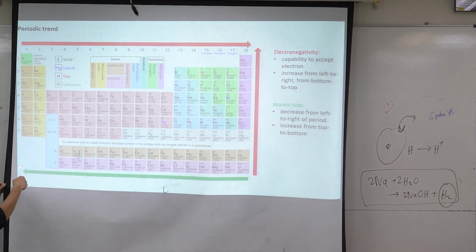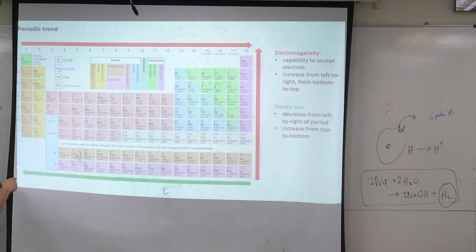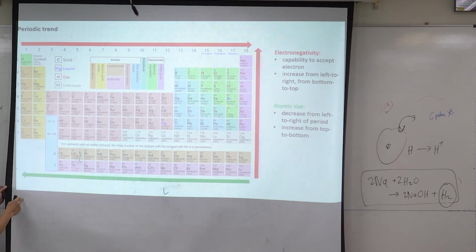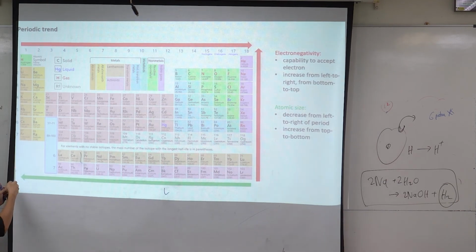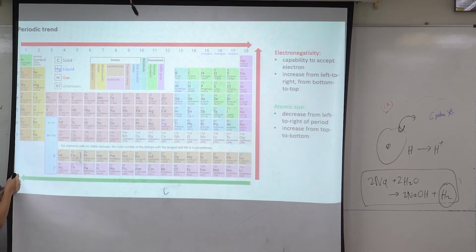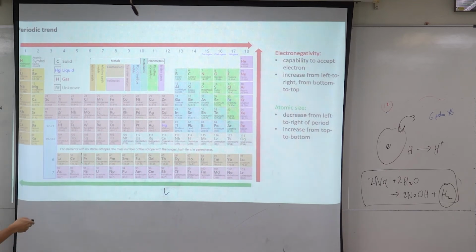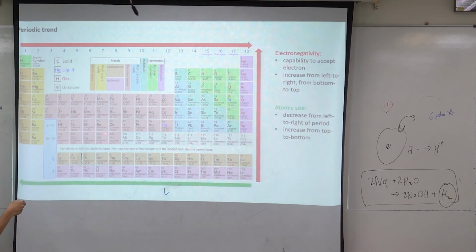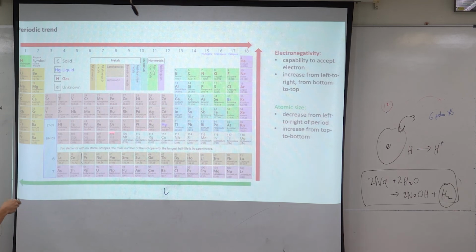There is something here, you see? Actually, it doesn't capture everything, but there are arrows pointing to the bottom. So basically, the atomic size decreases from left to right.